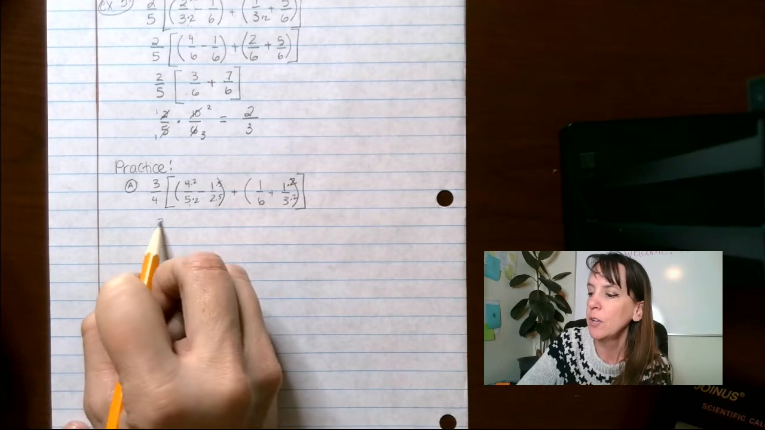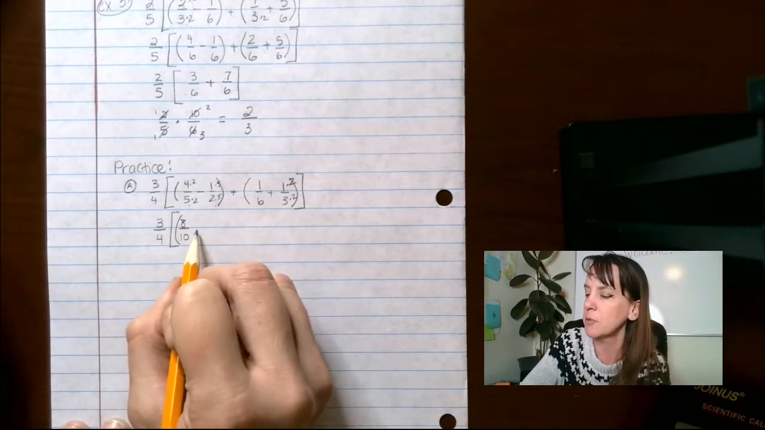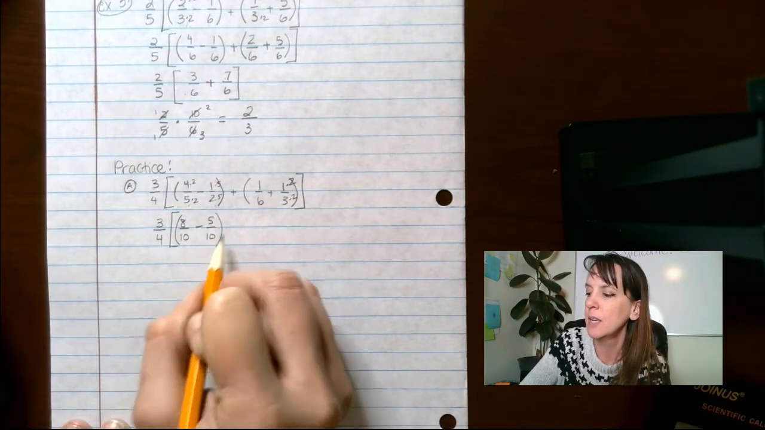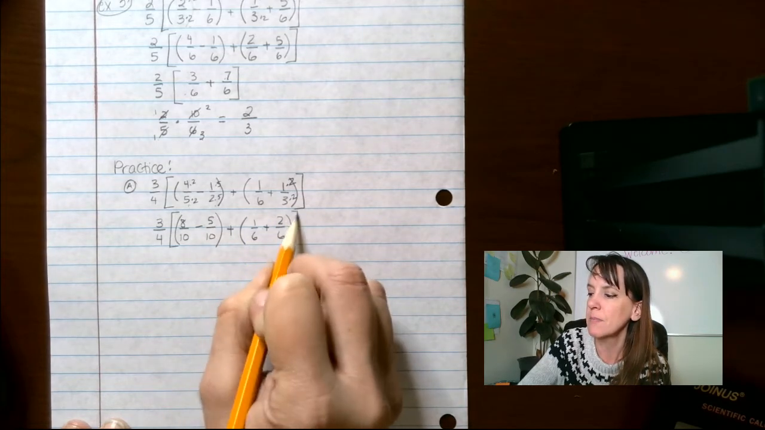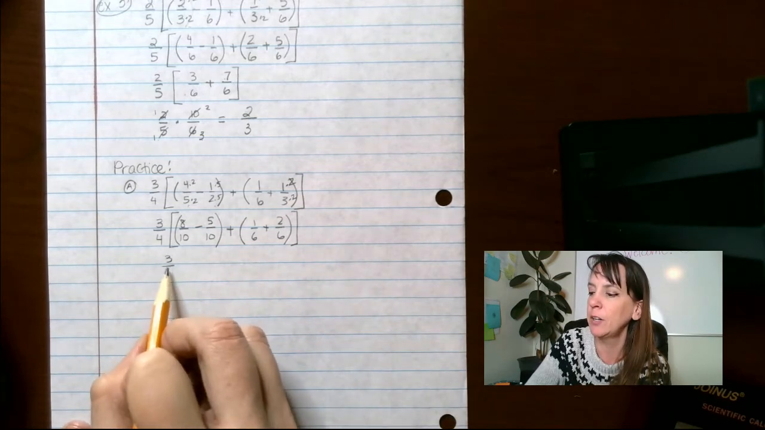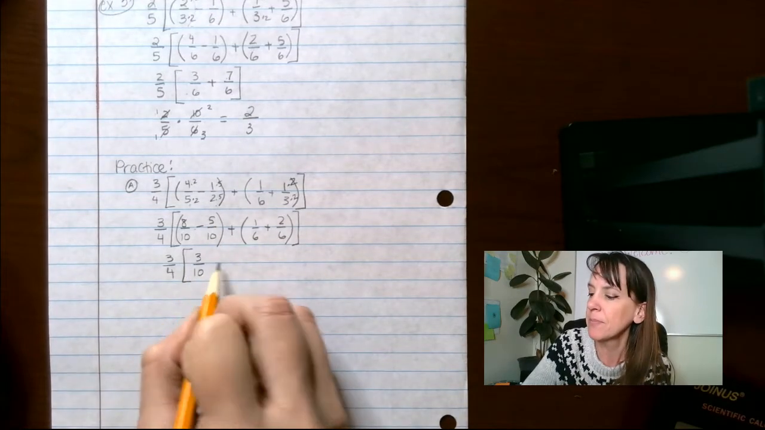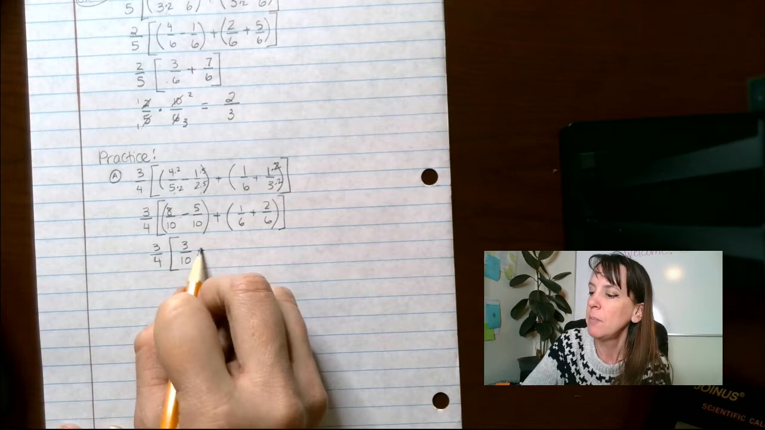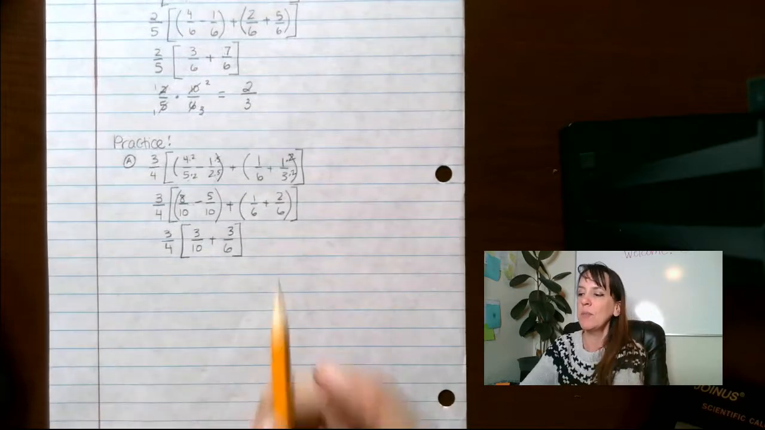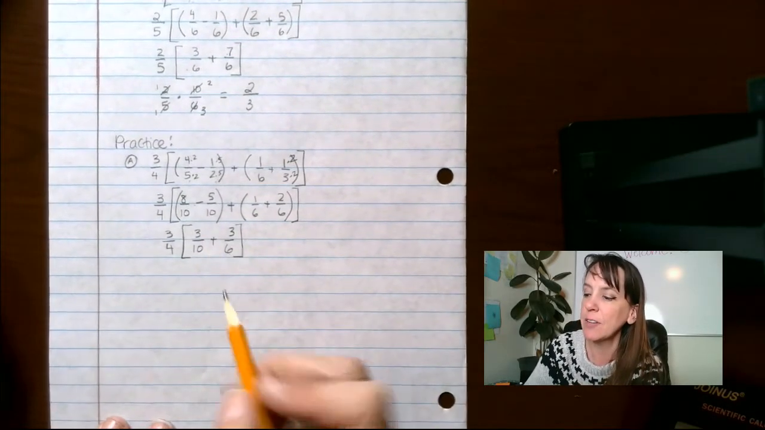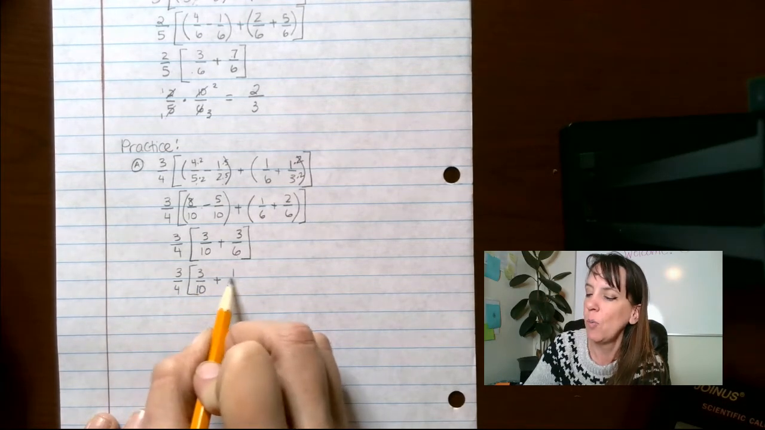So we end up with 3 over 4, 8 over 10, parentheses, I almost forgot that part, minus 5 over 10, plus 1 over 6, plus 2 over 6. Okay, so now we have 3 over 4, brackets, 8 minus 5 is 3 over 10, and because I'm done with the stuff in the parentheses, I took it out, plus 3 over 6. All right, well, we can reduce this guy down, right? So that's going to give us 1/2. So we have 3 over 4, and then 3/10 plus 1/2.